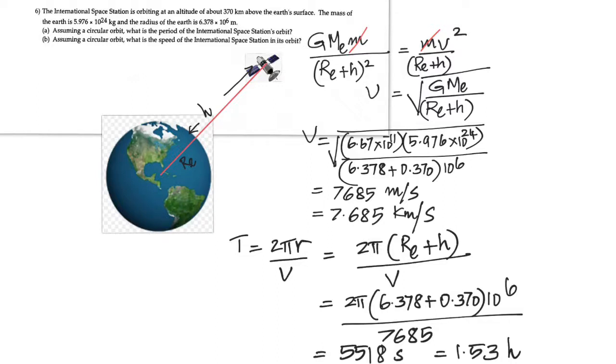Now to find the time period, it is the time taken to go around once. And so time is displacement by velocity. And displacement is the circumference of the circular path, which is 2 pi r. And the velocity is what we got just now, of course, in meter per second. So when you do that, 2 pi times this distance as before, you get 5,518 seconds, which is about 1.53 hours. And so that is how we calculate the speed and the time period of the International Space Station.